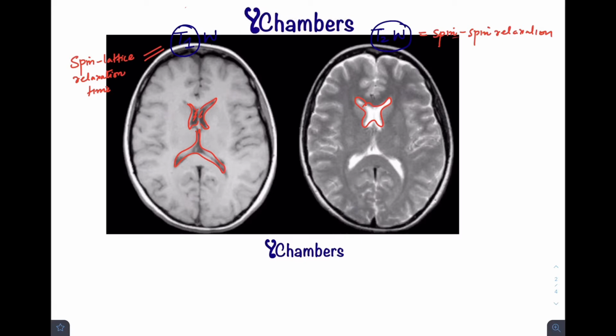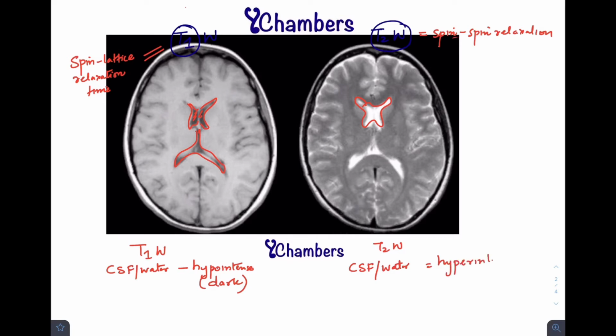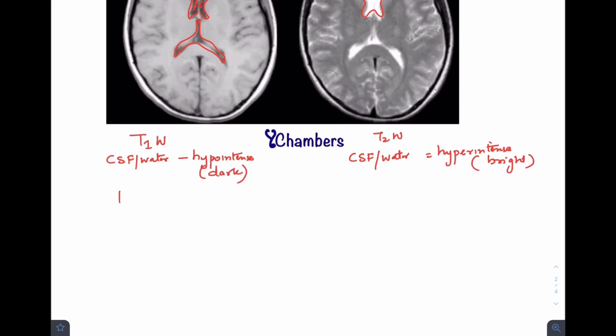So first thing to understand is on the T1 weight MRI, we see CSF and water as hypointense. Hypointense means dark. While if we see the T2 weight MRI, we see CSF and water as hyperintense. So hyperintense means bright. If we see fat on T1 weight MRI, that will be appearing to us as hyperintense. But if we see the fat on T2 weight MRI, we will be appreciating it as hypointense. And by hypointense we mean the dark pattern.